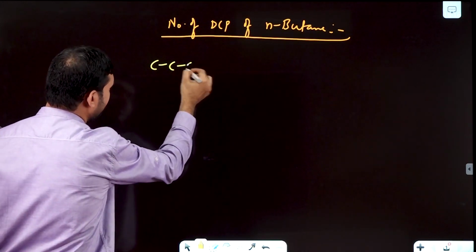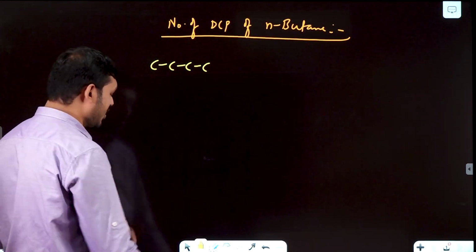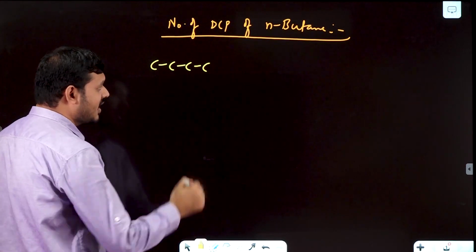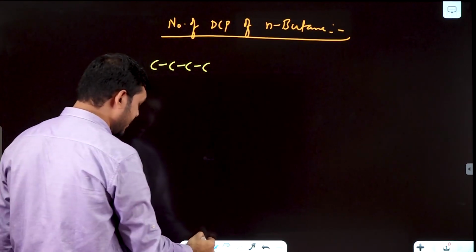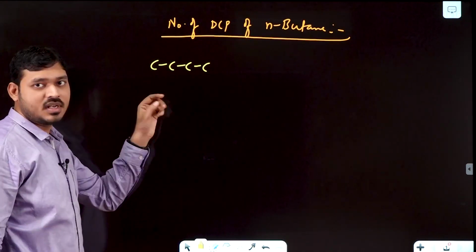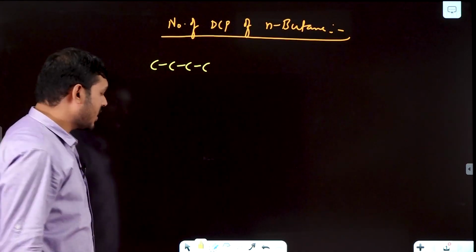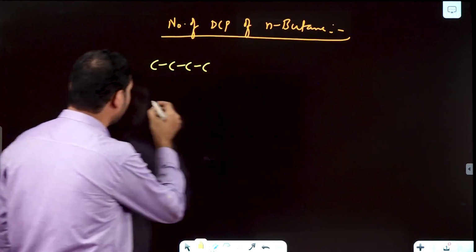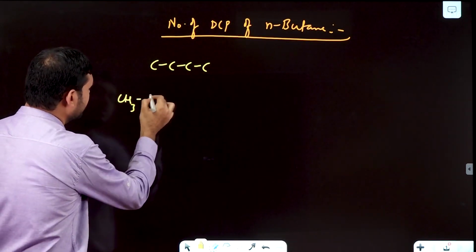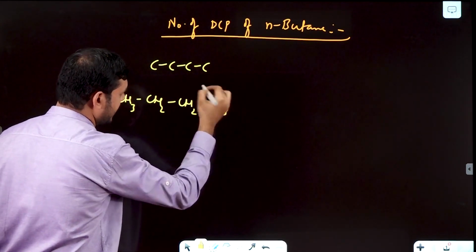So first of all, n-butane is this one. Now dichloro products, when I say dichloro products, what are the possibilities? First of all, let's draw all the structures. Here you need not represent all the hydrogens. If you simply represent these 4 carbon atoms, that is okay, n-butane. Or you can properly represent it in this way also, CH3, CH2, CH2, CH3.